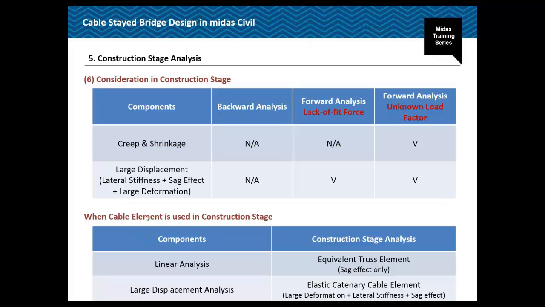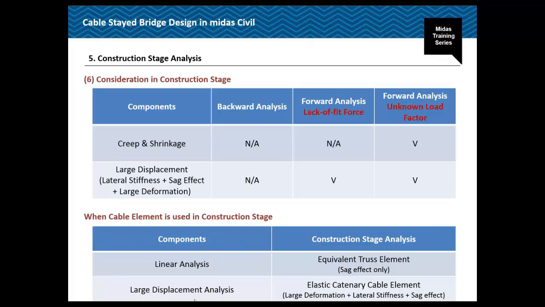When the cable element is used in the construction stage, how will the element be considered, which type of element will be considered? In the linear analysis, if the cable element is used, an equivalent truss element will be applied, which means only the sag effect will be considered.